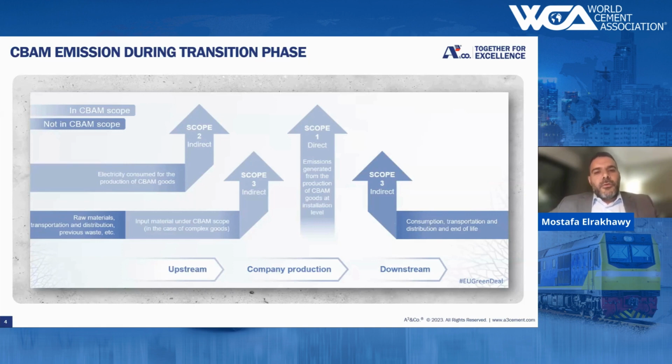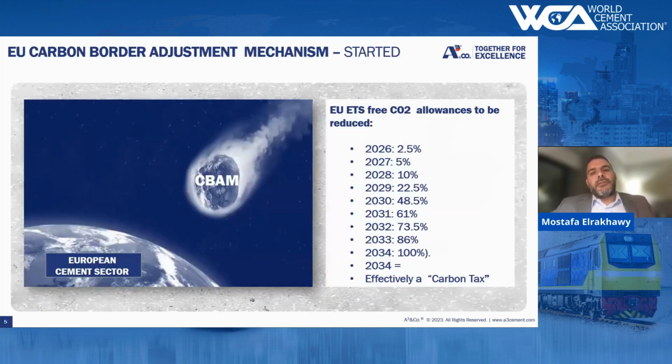In addition, scope 3 indirect emissions apply only to complex goods, and complex goods means that we are using in the production of our final imported good any of the CBAM goods. So, for example, if I'm a grinding station purchasing my clinker, the clinker is a CBAM good, so I should add the clinker emissions in my cement calculation as well, all the clinker indirect emissions in that case.